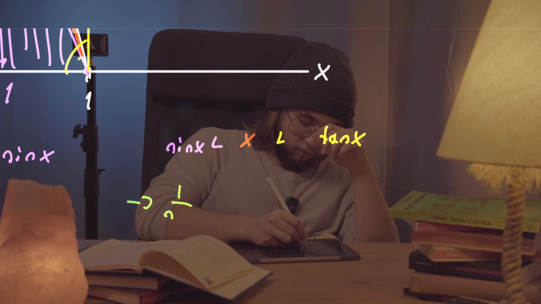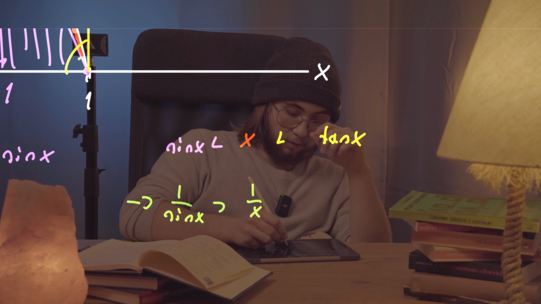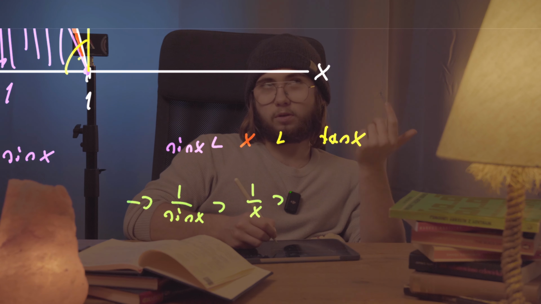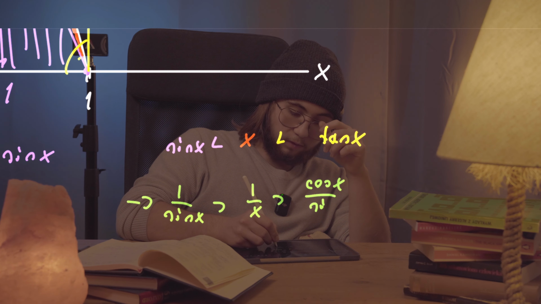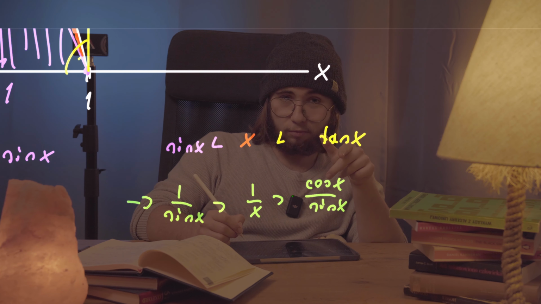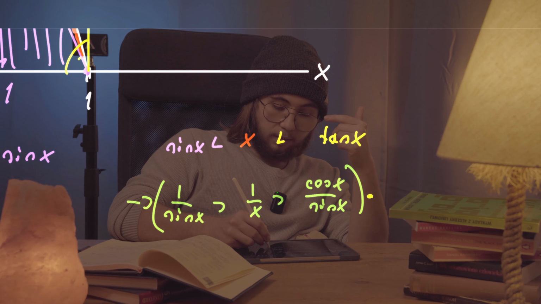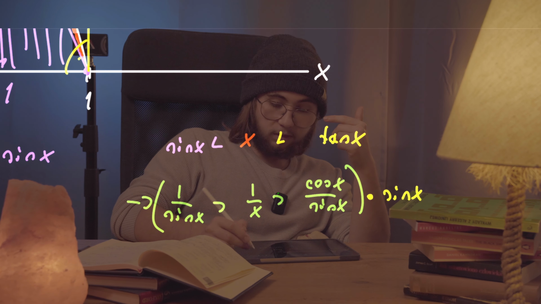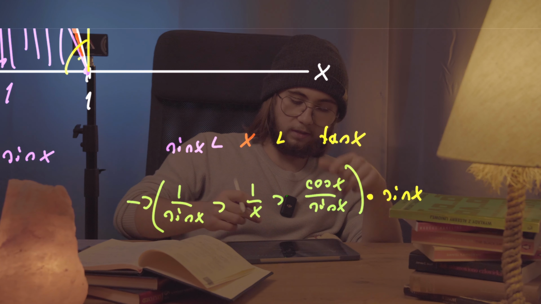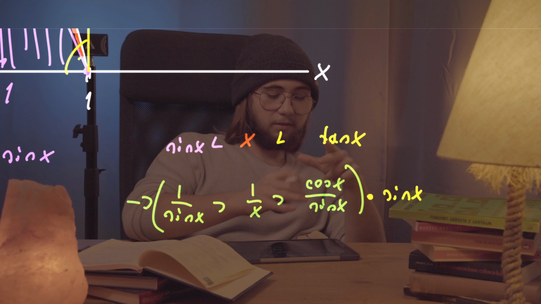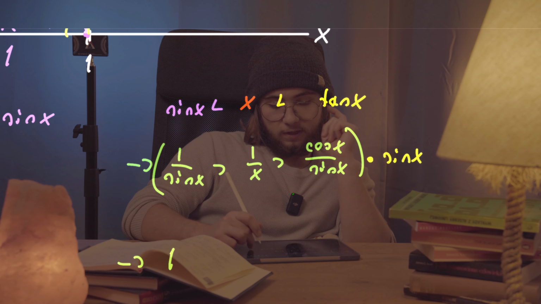So it's going to be 1 over sine x is greater than the reciprocal of x is greater than the reciprocal of the tangent, which is cotangent, but that's just the cosine of x over sine of x. And I think you know what I'm getting at right now. I can just go on and multiply everybody by the sine of x in order to get sine of x over x here in the middle part of this set of inequalities.